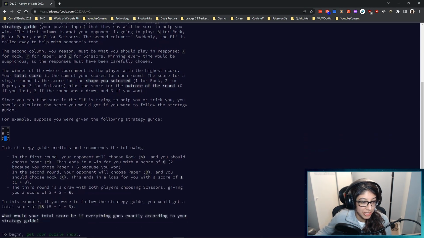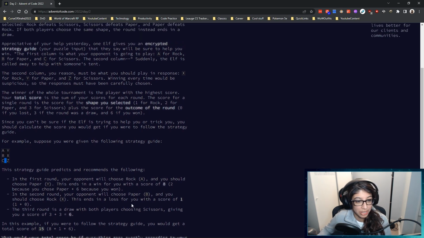So what I've summarized of this problem is that it is a strategy guide for rock, paper, scissors, the game we all know and love. There are different symbols here and each one means a different thing according to the strategy guide that an appreciative elf has given us. So A is rock, B is paper, and C is scissors.